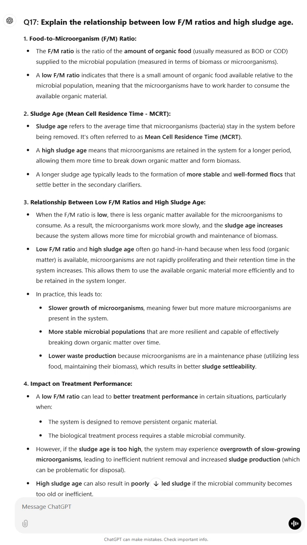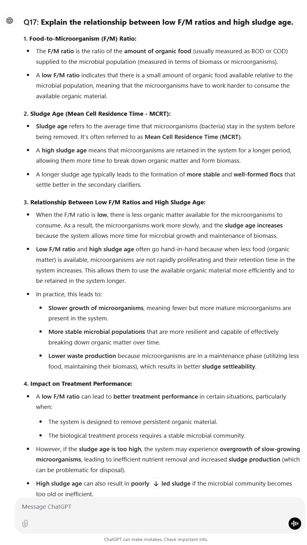A high sludge age means that microorganisms are retained in the system for a longer period, allowing them more time to break down organic matter and form biomass. A longer sludge age typically leads to the formation of more stable and well-formed flocks that settle better in the secondary clarifiers. 3. Relationship between low F/M ratios and high sludge age.